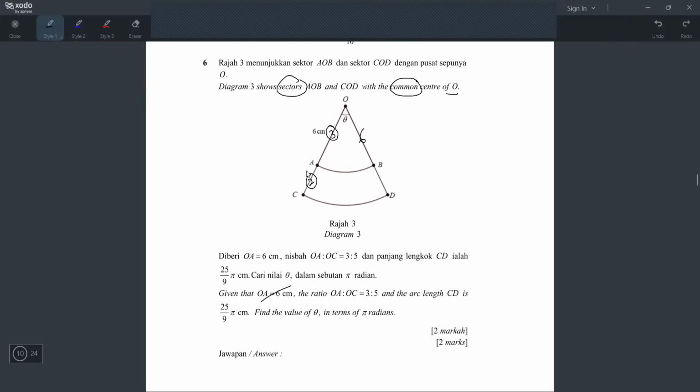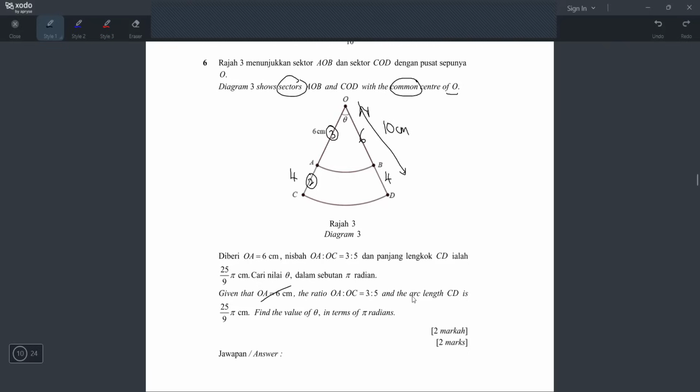And can I find the AC length now? Yes, because ratio 3 is equivalent to 6 cm. 3 becomes 6 by times 2. So 2 becomes length by times 2 also. So this is 4 cm. It means this will be 4 also. It means the radius of the big sector is 10 cm. This is the radius of the big sector, the COD sector.